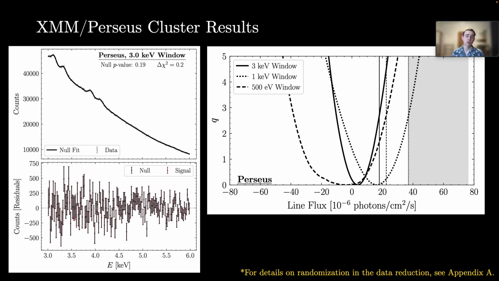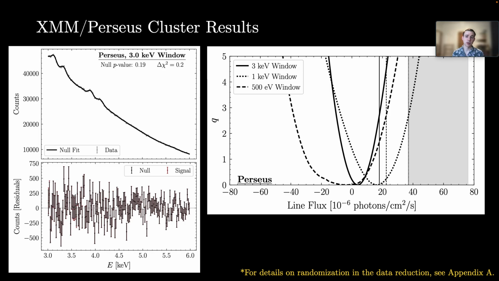I'm showing here our results on the real data taken by maximum Newton of the Perseus cluster. This dataset was first analyzed by Boyarsky et al., ApJ 2014, who found a 3.5 keV line flux around 60 times 10 to the minus 6 photons per centimeter squared per second at 4 sigma by fitting the data in a 3 keV window from 3 to 6 keV, which is shaded in gray on the right. Our fit in that same window is shown on the left.